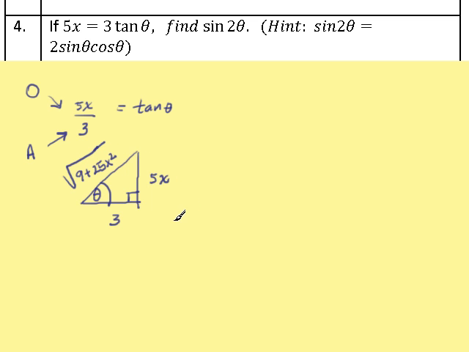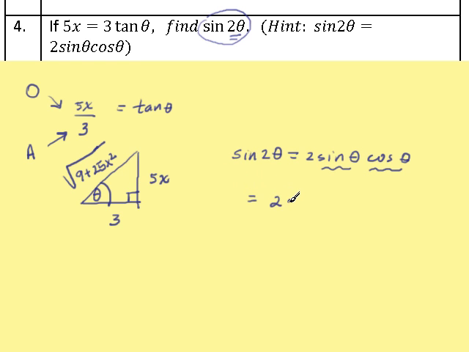So now we can get other trig values of theta, but here we want sine 2 theta, not a trig value of theta, but a trig value of 2 theta. So what we're going to do is use a trigonometric identity. Sine 2 theta is equal to 2 sine theta cosine theta. We did that identity because we could figure out sine theta and cosine theta using this triangle. So let's finish that off.